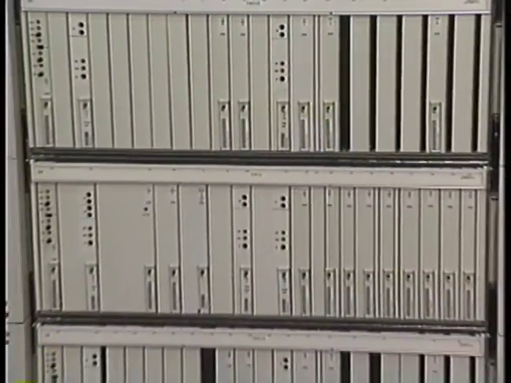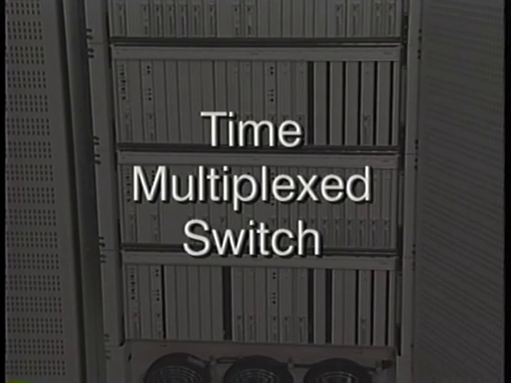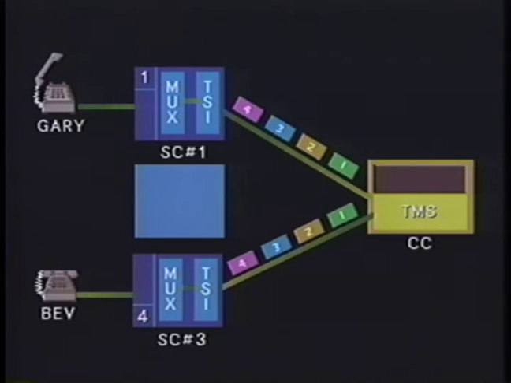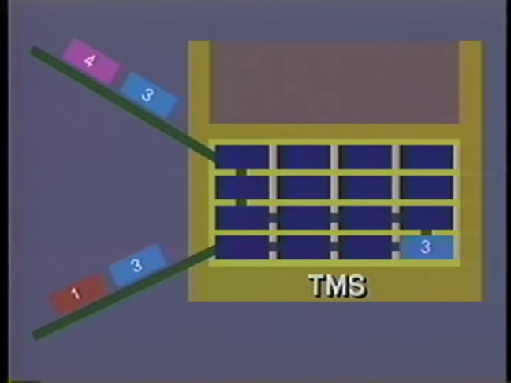To understand the rest of the process, we must jump ahead and look at the function of the time multiplexed switch. The time multiplexed switch accepts multiplexed channels from the TSIs in the switching components. It then switches blocks onto multiplexed channels going to TSIs in other switching components. However, the TMS cannot reorder the blocks. For example, when a block enters the TMS in the third position of a frame, it must be switched to the third position of a frame that is leaving the TMS.